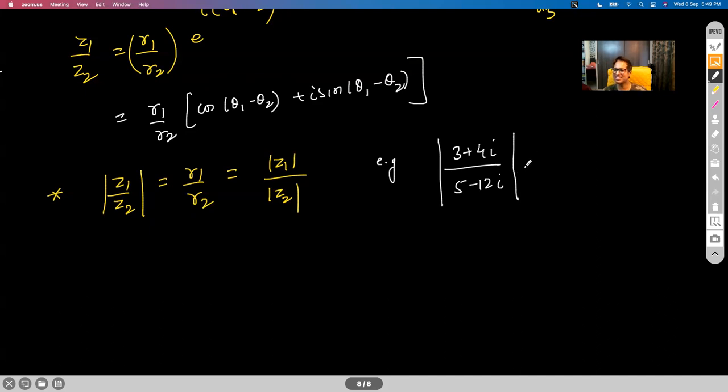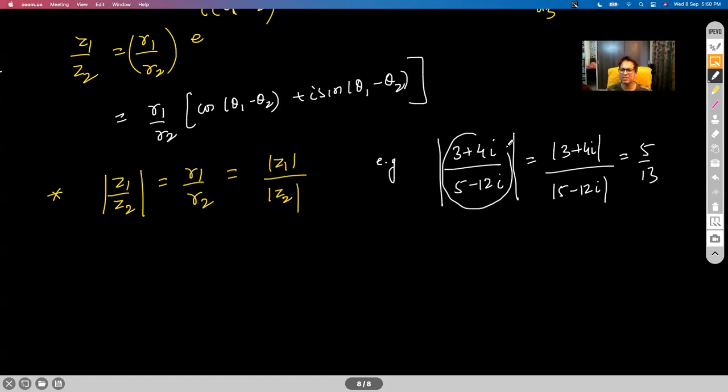No need to do that. Don't waste your time finding this as a single complex number, right? You can directly use this result and say, oh, the answer to this will be just modulus of this by modulus of this. That's it. 5 by 13. Finish it off. End of the game. Don't unnecessarily convert this to a single complex number and then find its modulus by doing under root a square plus b square. Don't waste your time. Time is very important, especially in competitive exams.